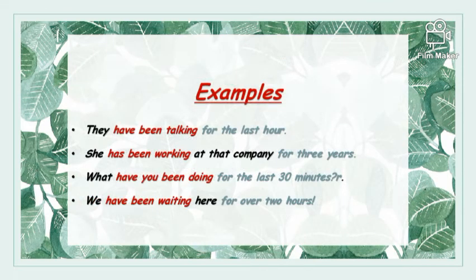Let's see some examples. As always, the expressions which indicate the present perfect continuous are colored by green. They have been talking for the last hour. She has been working at that company for 3 years. What have you been doing for the last 30 minutes? We have been waiting here for over 2 hours.